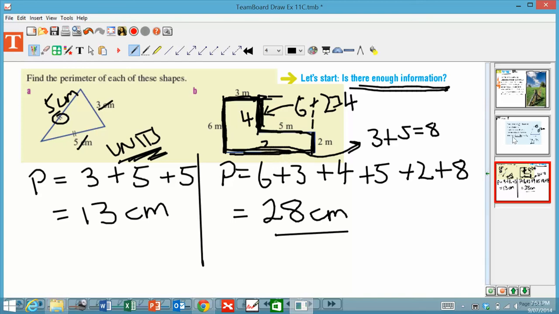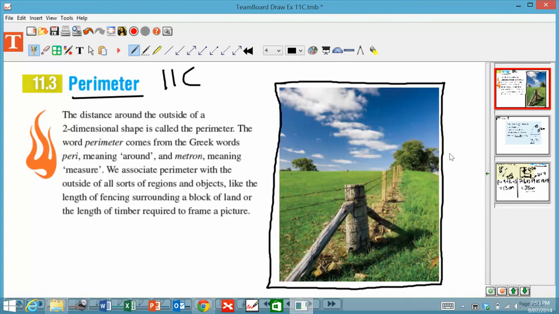All right, that is it. That's perimeter. Nice and simple. Like I said, very short video, this one. That is exercise 11C, so I reckon you guys are ready to get stuck into it.